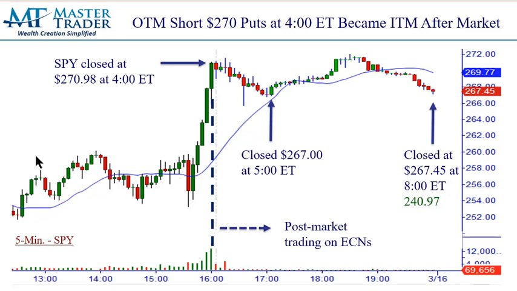Then I have a $3 profit there. So that would be a reason that you would make an exercise notice, the long put holder. And I'm just showing you here that the ECNs continue to trade here, and it went all the way down to 267 at this point in time.